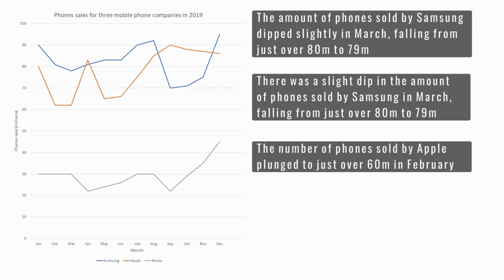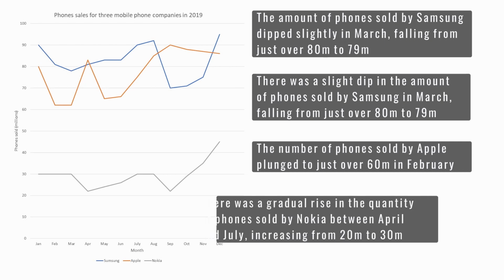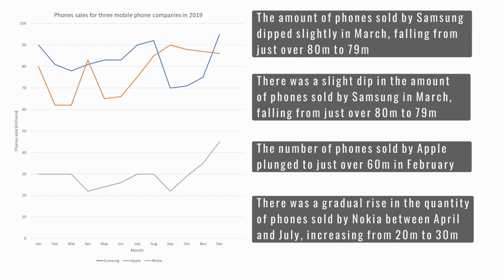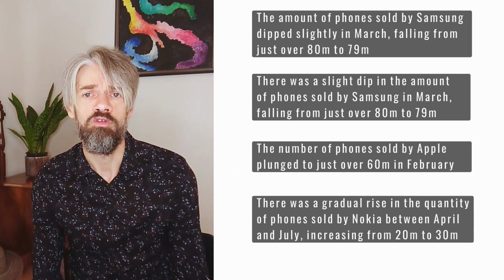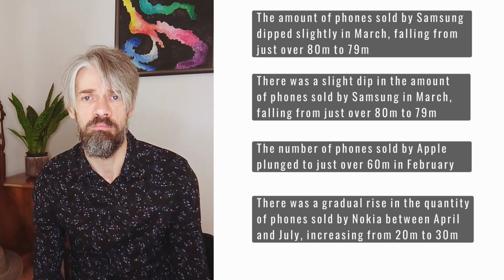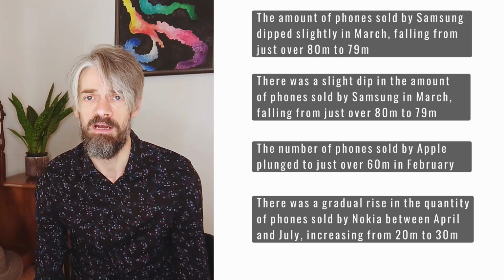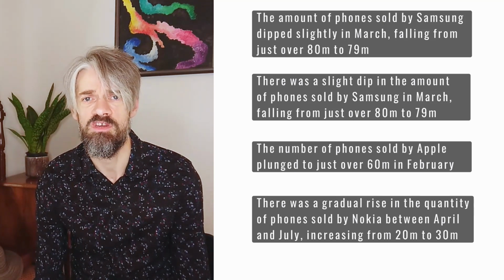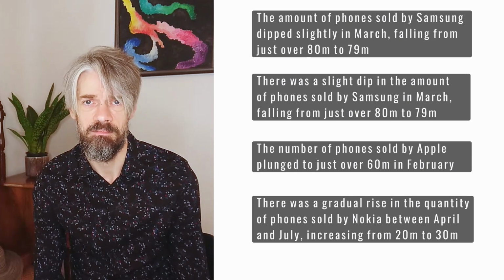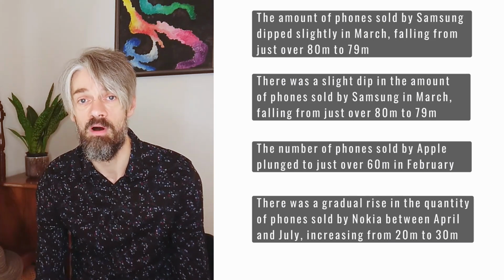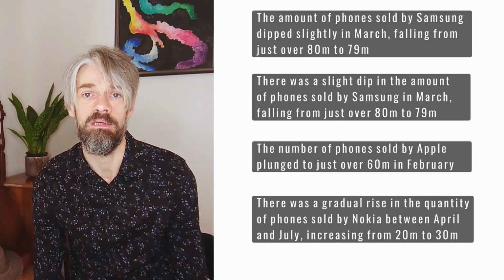The number of phones sold by Apple plunged to just over 60 million in February. There was a gradual rise in the quantity of phones sold by Nokia between April and July, increasing from 20 million to 30 million. Remember, you want to use the data to support your comment. So, in my first example, my comment was that the amount of phones dipped, and I support it by saying it was from 80 million to 79 million.